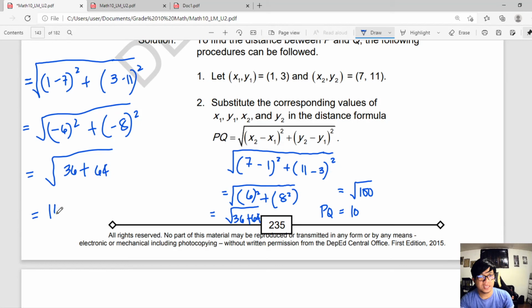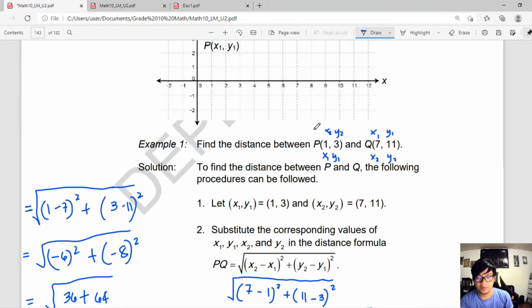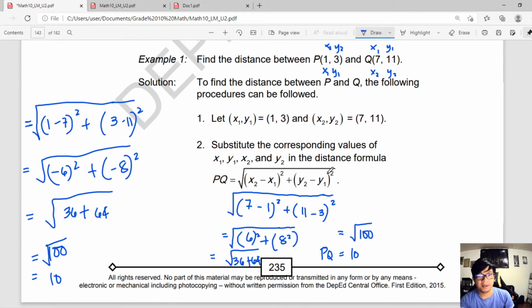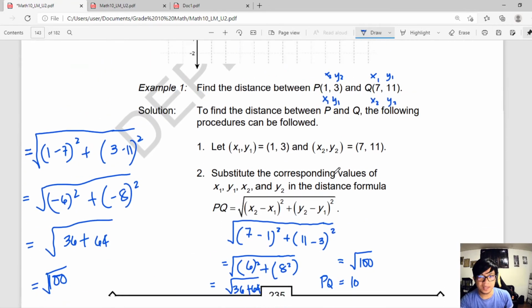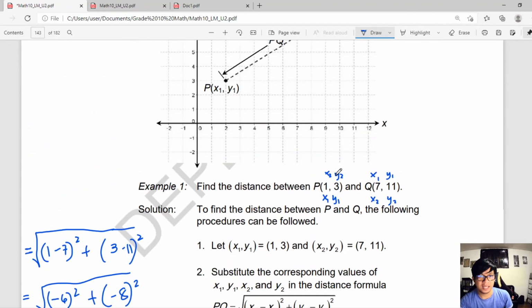So hindi maapektuhan yung solution nyo whether kung ito yung x sub 1 mo or ito ba yung x sub 1 mo, or ito ba yung y sub 1 mo, yun naman yung y sub 2 mo. So hindi magbabago yung sagot. So, okay lang din magkapalitan yung position ng iyong x sub 1, x sub 2, y sub 1, y sub 2. Okay? So, we're done with this one sa ating distance formula.